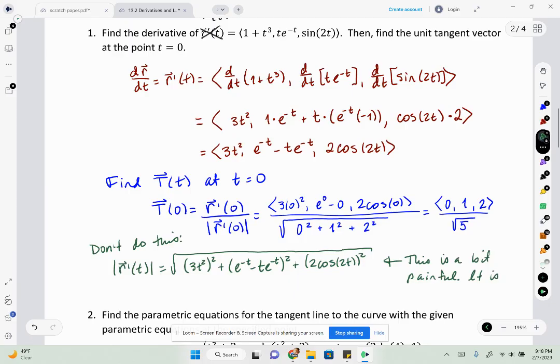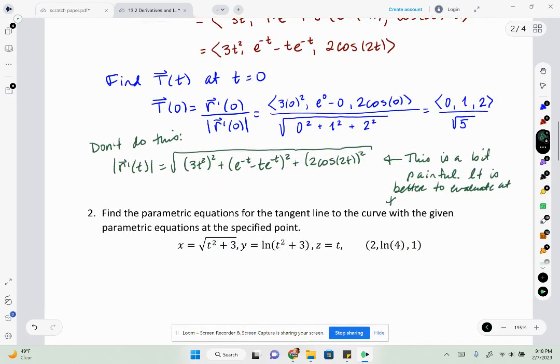It is better to evaluate at the given number and then find the magnitude. It'll just save you some frustration, possibly. Okay? All right, next one.